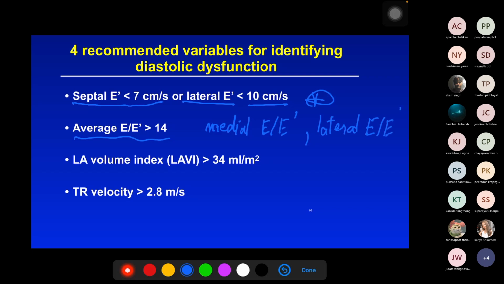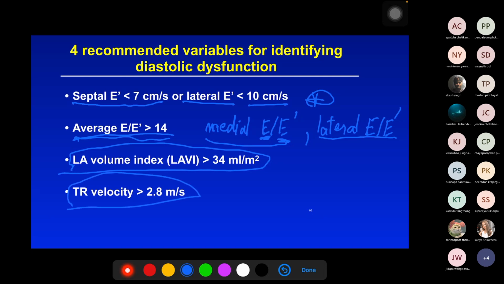We get the E from the MV inflow and the e prime from tissue Doppler imaging. So we get the medial E to e prime and lateral E to e prime, and you take the mean value, which is the average E to e prime. Then we measure the LA volume index from the apical 4 chamber and apical 2 chamber. The last step is to acquire the TR jet velocity.